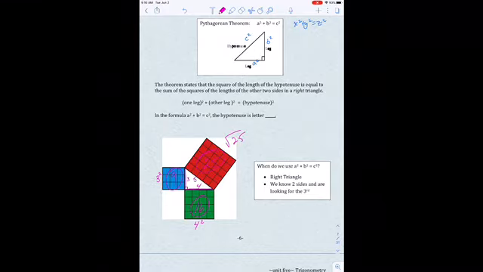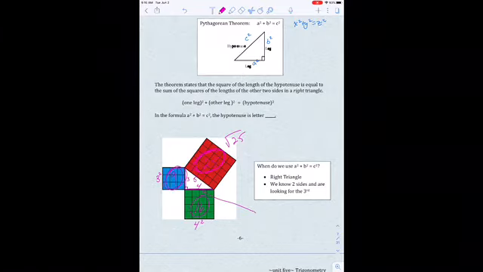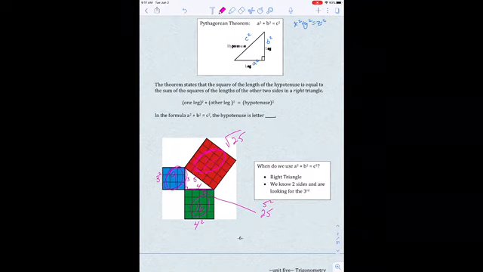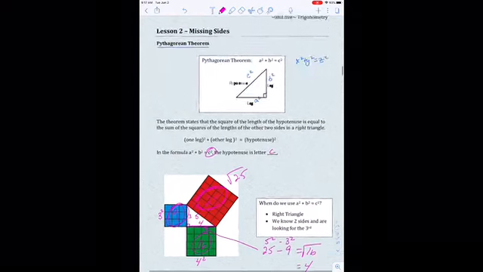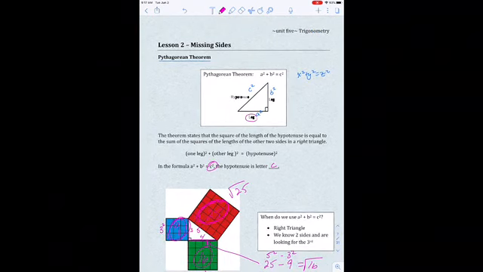Or, likewise, if we knew our 25 and we had 9, if we were looking for this side length, we would say 25, the square of 5, 5 squared, and then we would subtract 9, subtract 3 squared, and we would get 16, so the square root of 16 is then 4. Okay, so that's how we go back and forth. In the formula, the hypotenuse is the letter C, so we can fill that in there. These are the legs of the triangle. There's a hypotenuse and 2 legs, okay?